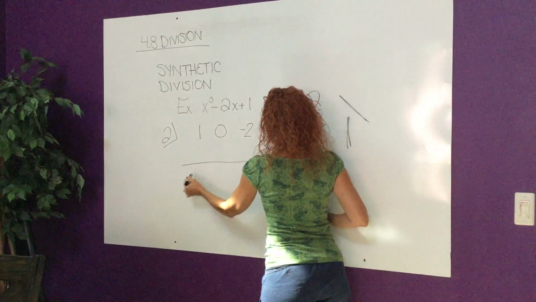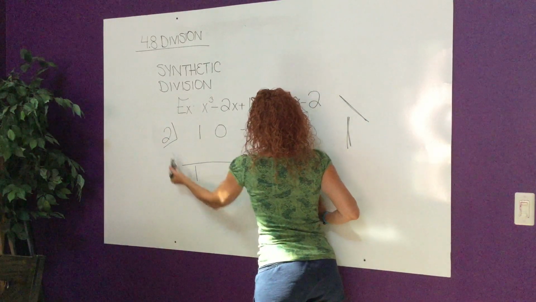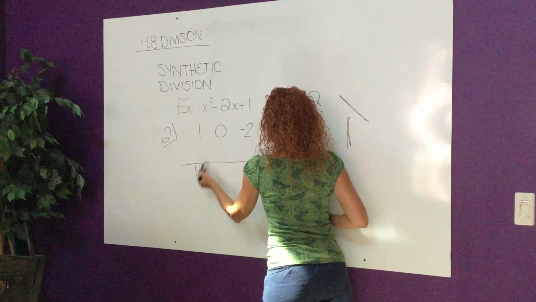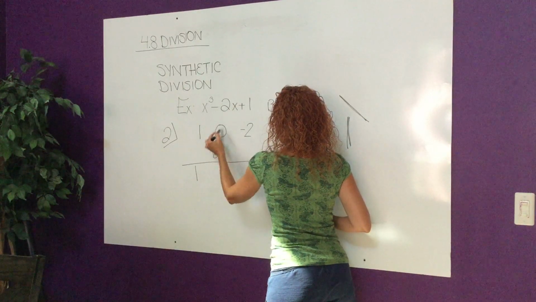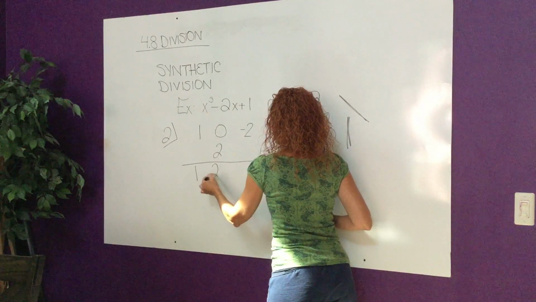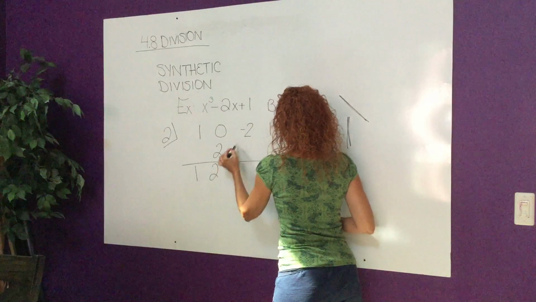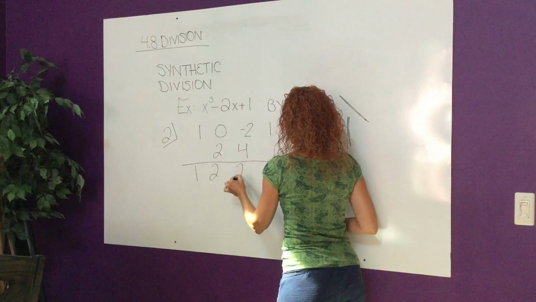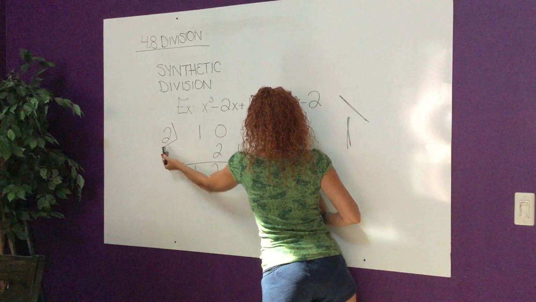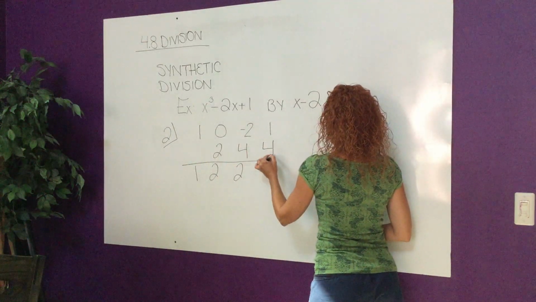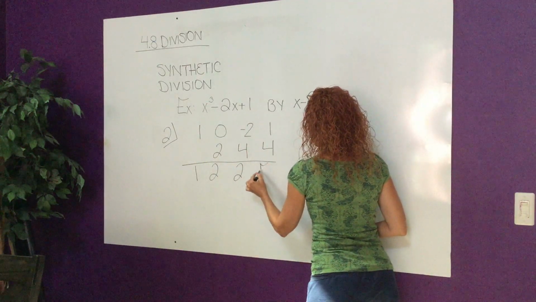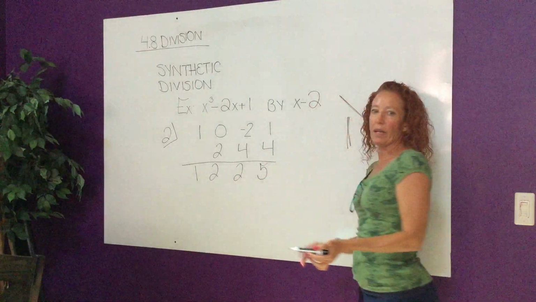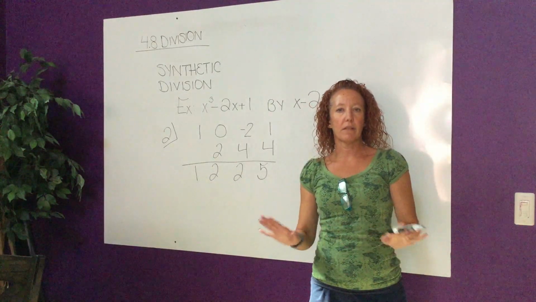So we're going to bring down that 1. We're going to multiply: 2 times 1 is 2. We're going to add straight down. We're going to multiply: 2 times 2 is 4. We're going to add straight down. We're going to multiply: 2 times 2 is 4. We're going to add straight down. And we're done already. So all of that division piece is out of the way.